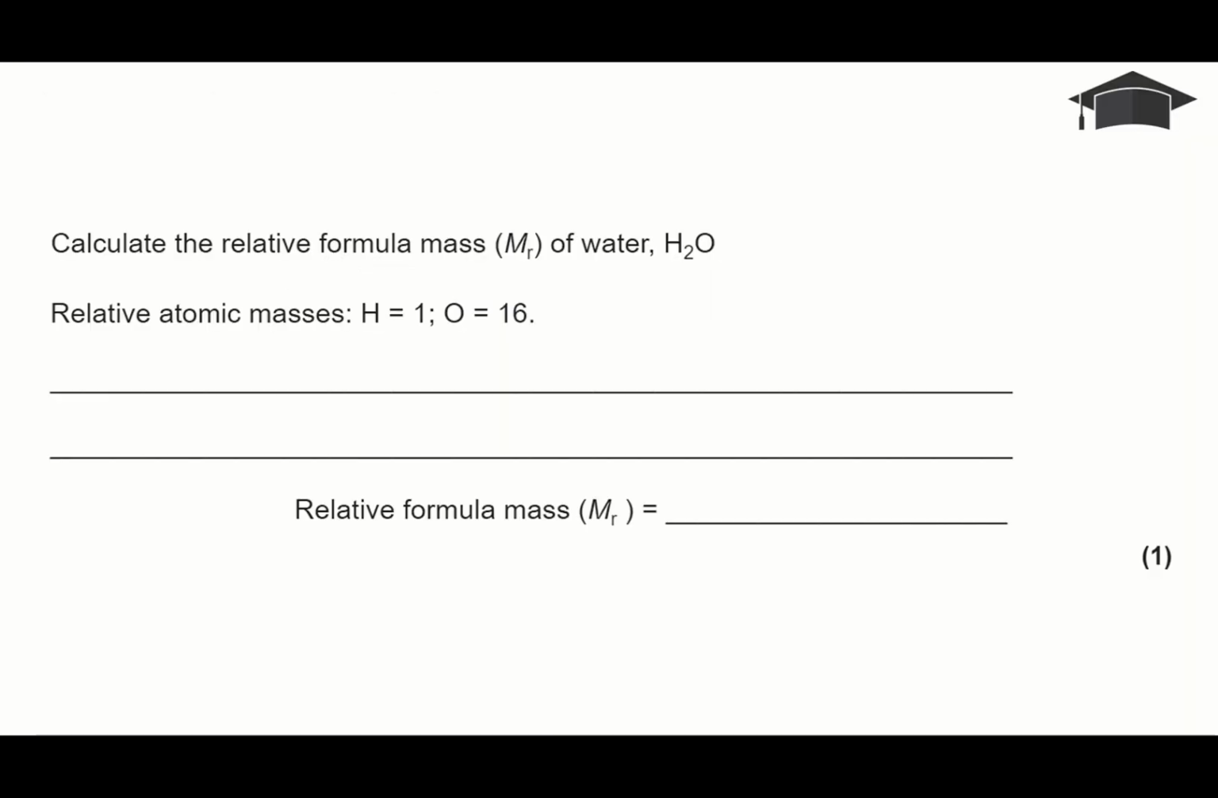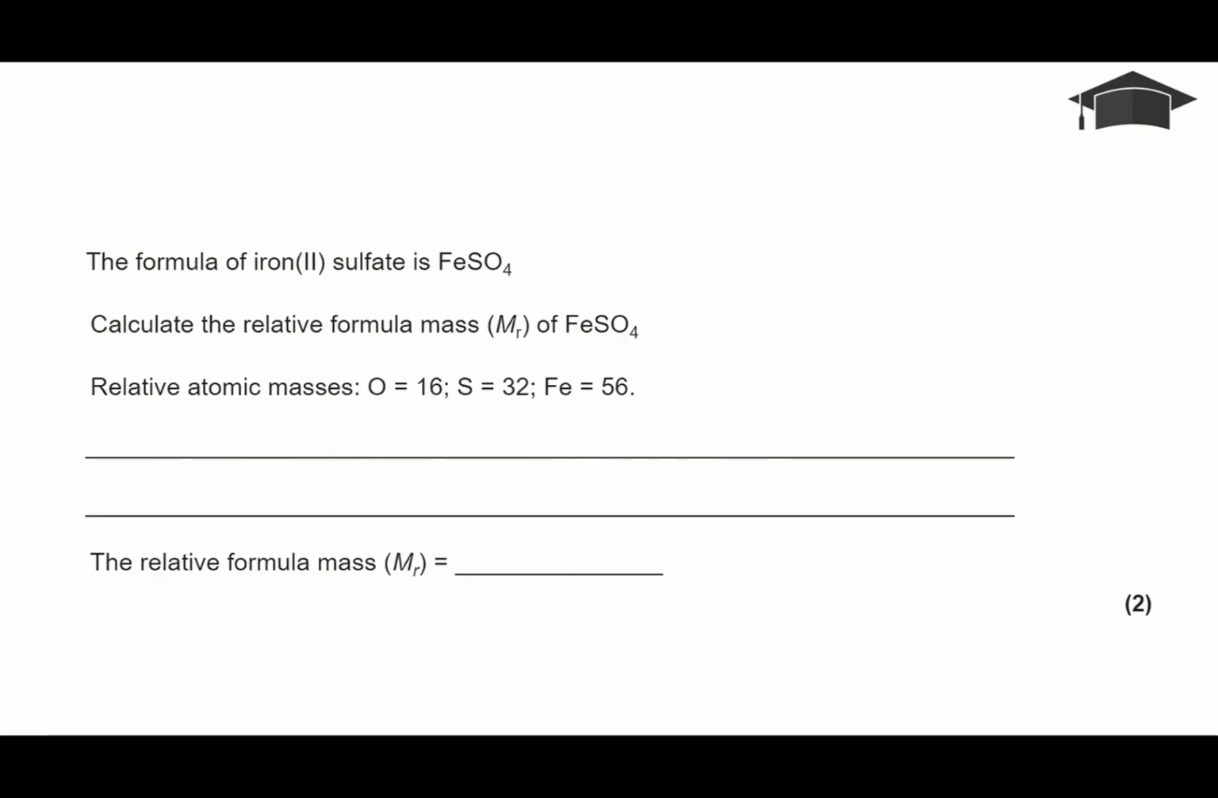Let's practice what we preach. The first one's asking us to calculate the RFM for H2O. Easy way to do this is there's 2 times hydrogen, which equals 2, and there's 1 times oxygen, which equals 16. Add them up, 18. There we go.